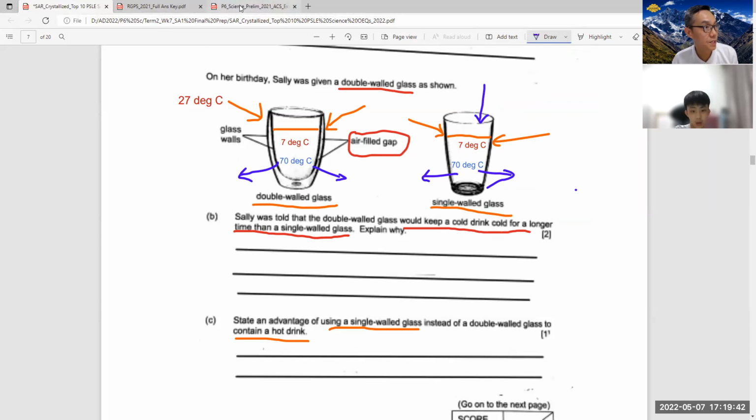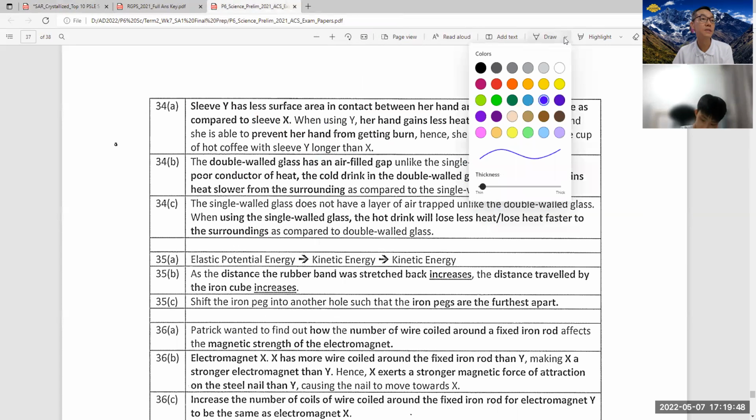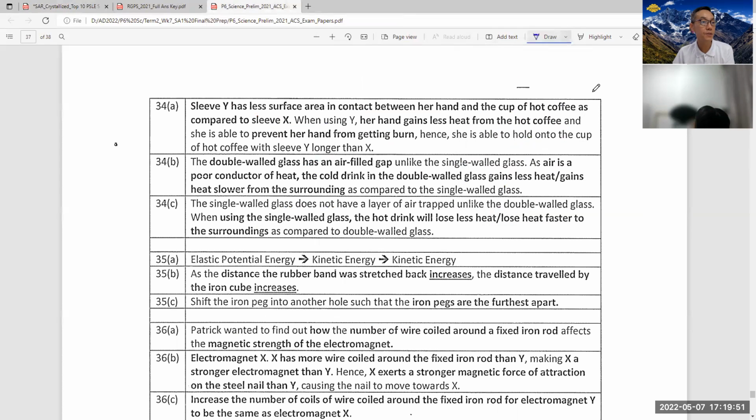So now I share with you the answer key for parts A, B, and C. This is the full solution. I will screen share this and send to you. Part A, you mentioned this part. Sleeve Y has less surface area in contact between her hand and a cup of hot coffee as compared to sleeve X. When using Y, her hand gained less heat from the hot coffee, and she's able to prevent her hand from getting burned. Hence, she's able to hold on the cup of hot coffee with sleeve Y longer than X.